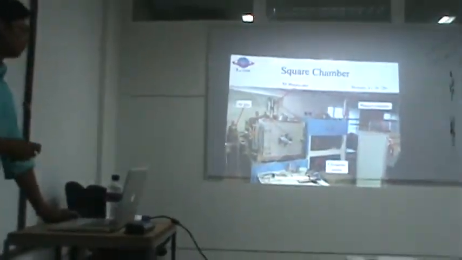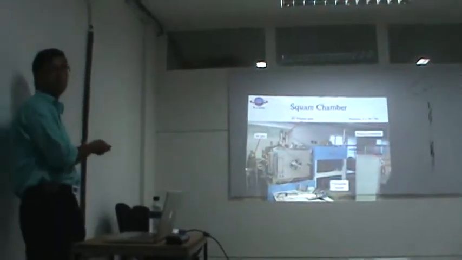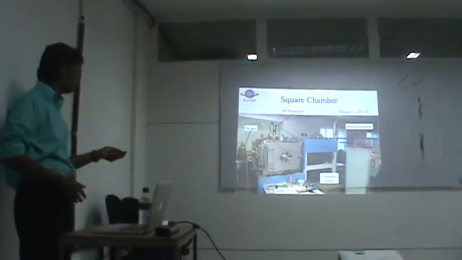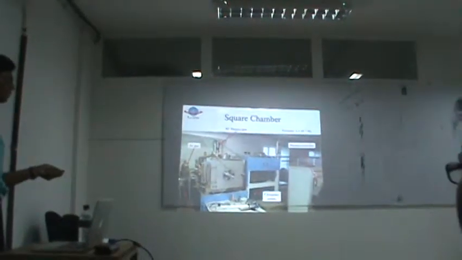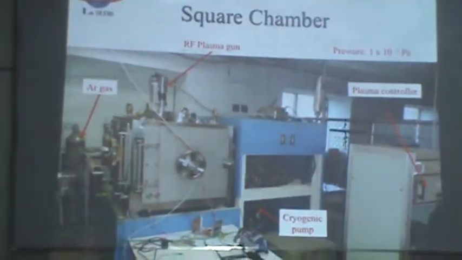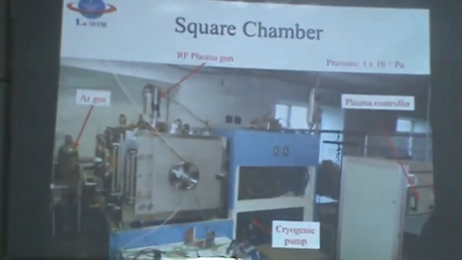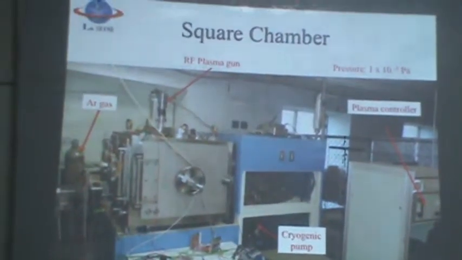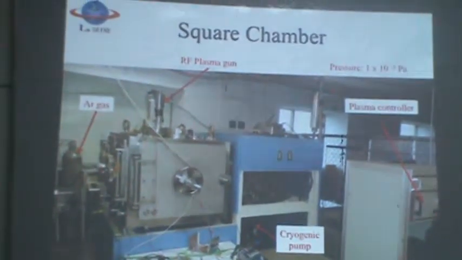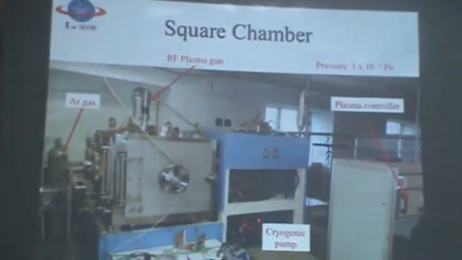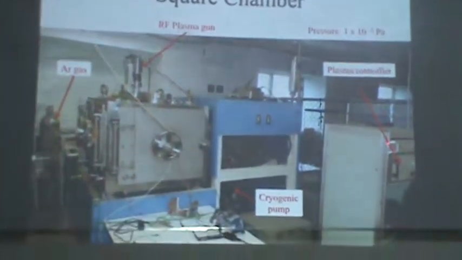And this is another chamber. We name it square chamber. Most of the chambers are cylindrical in shape, but this is square in shape. And then here we have a plasma source, and this is the argon gun, and here is a cryogenic pump. Probably you know what is cryogenic pump. This pump produces very low temperature, and very low temperature gas is absorbed on the body. Right? Very simple. This way we could achieve very high vacuum. So that is actually our cryogenic pump. This is plasma controller.